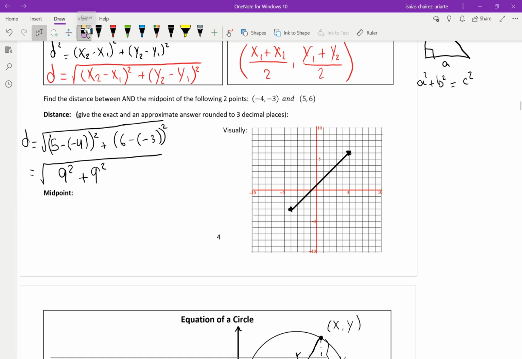Okay, and this is underneath the square root, and so this becomes 81 plus 81, and so then that's 2 times 81, which is 162. This is the exact answer. So this is exact.